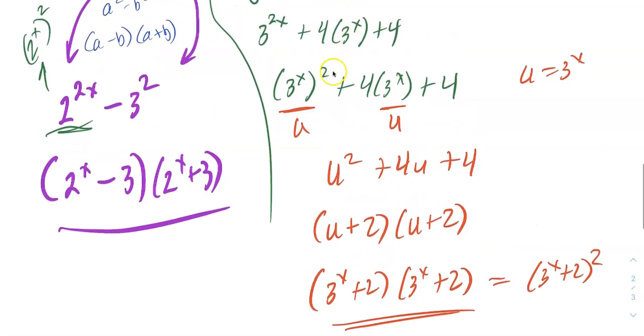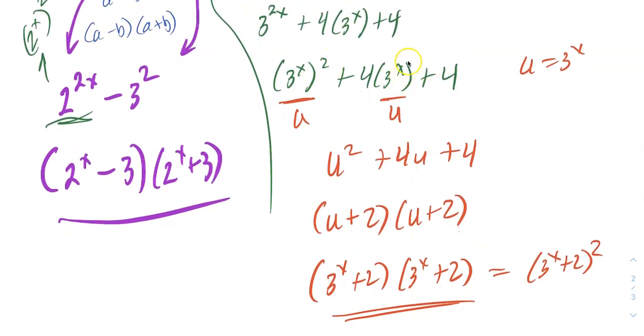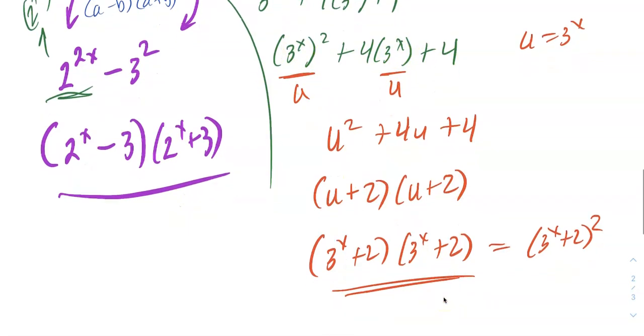Another way to think about it is anytime you have something squared and then the middle term to the first power, you just factor like normal. So what are the two things that multiply to get 4 and add to get 4? It's 2 and 2. And then put the term in front. See the way it works.